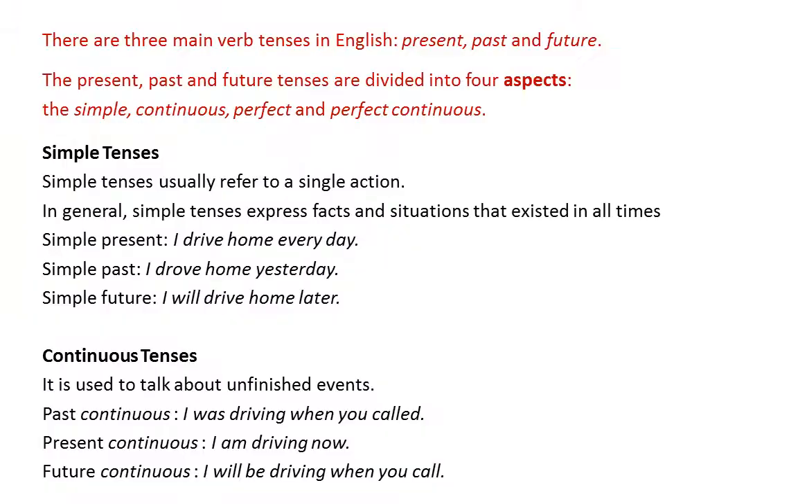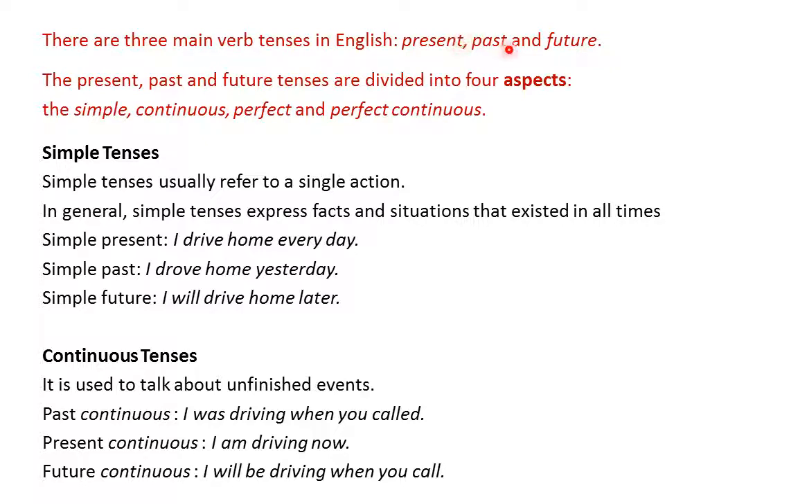Now, I want to explain briefly when we can use simple tenses, when we can use continuous tenses, and when we can use perfect tenses for both past and present. Generally, there are three main verb tenses in English, which are present, past, and future.